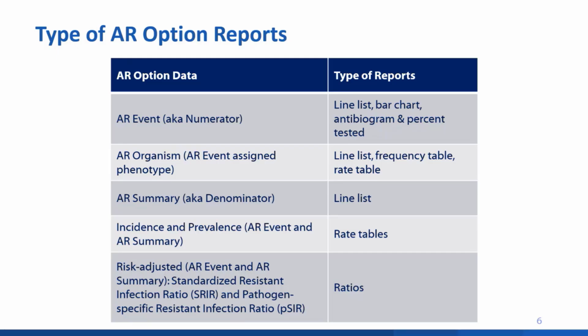We have an AR summary, aka denominator line list report. We also have 6 incidence and prevalence reports that use both AR numerator and denominator data, and these are available as rate tables. And then we have 2 risk-adjusted measure reports, the Standardized Resistant Infection Ratio, or the SRIR, and the Pathogen-Specific Resistant Infection Ratio, which is the PSIR.